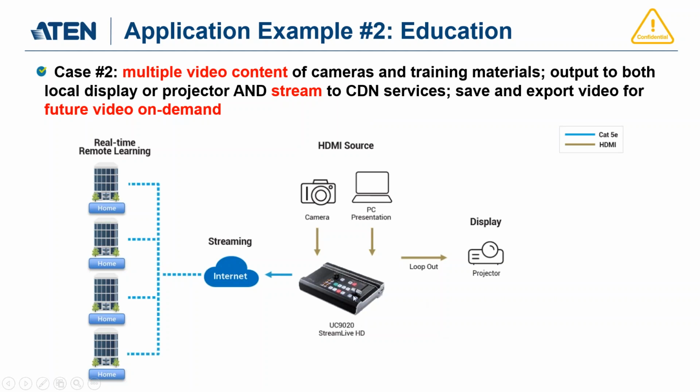So as you can see with the UC9020, you can have two HDMI inputs such as camera and presentation, and you can do loop out to output to your local display. But at the same time, the UC9020 can help you to stream to the internet and then to those CDN service providers.